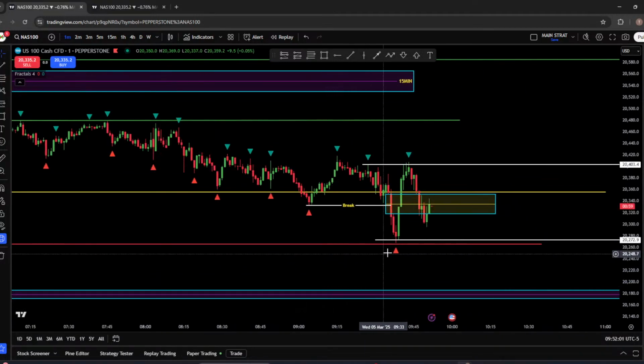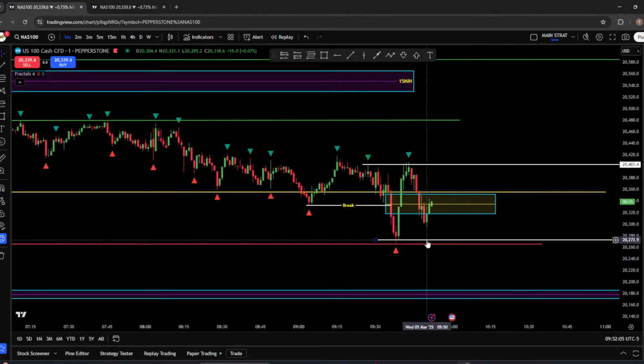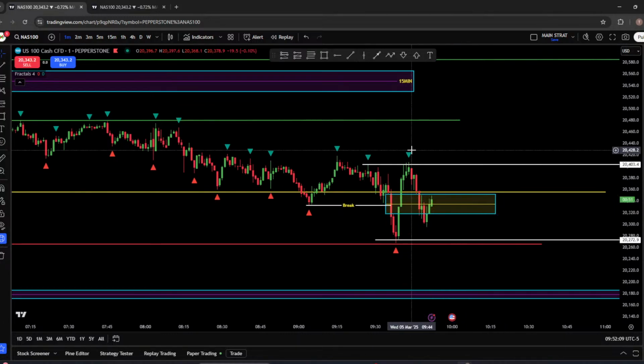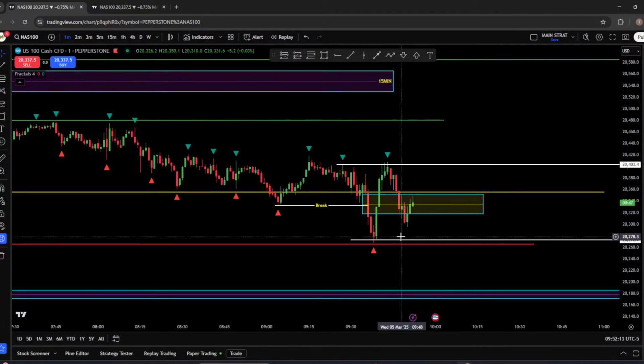So unless we broke that level, or had a good rejection off of it and a structure shift, then we can be looking for it to go to the buy side, but right now we don't have anything like that.